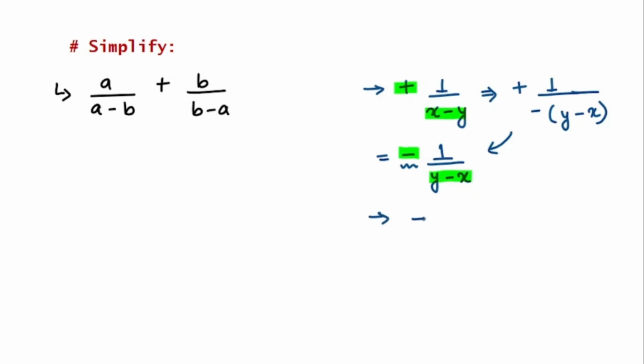Similarly, if it was minus 1 divided by a minus b, if we change that symbol from minus to plus, it's going to be 1 divided by b minus a. So when you change the symbol in front of the fraction, the denominator flips. So that's the first thing that you need to know.